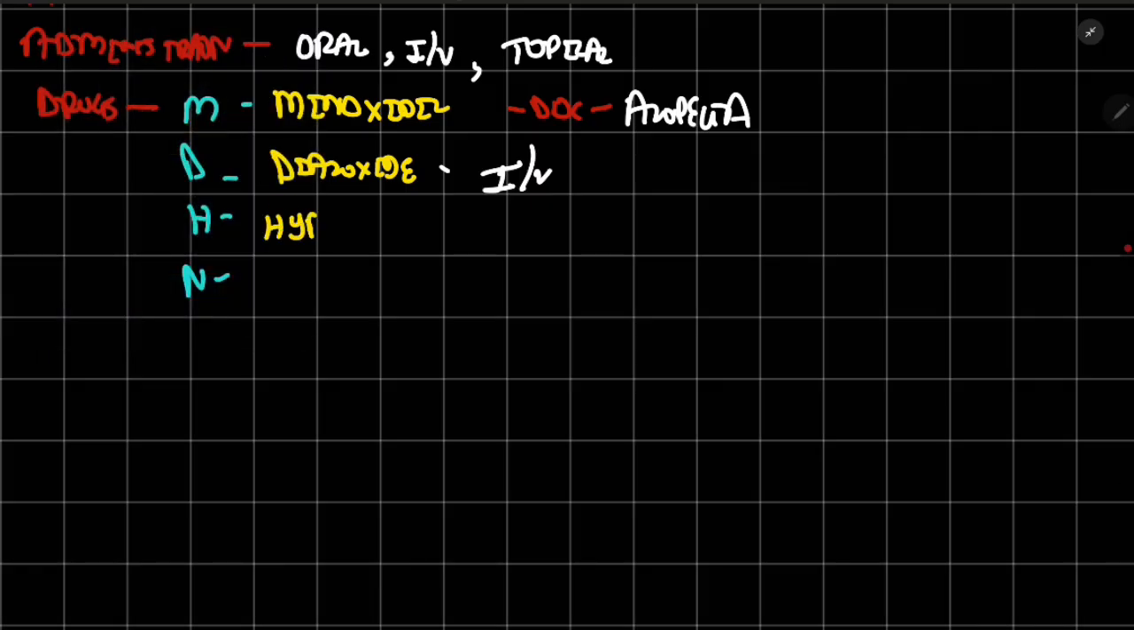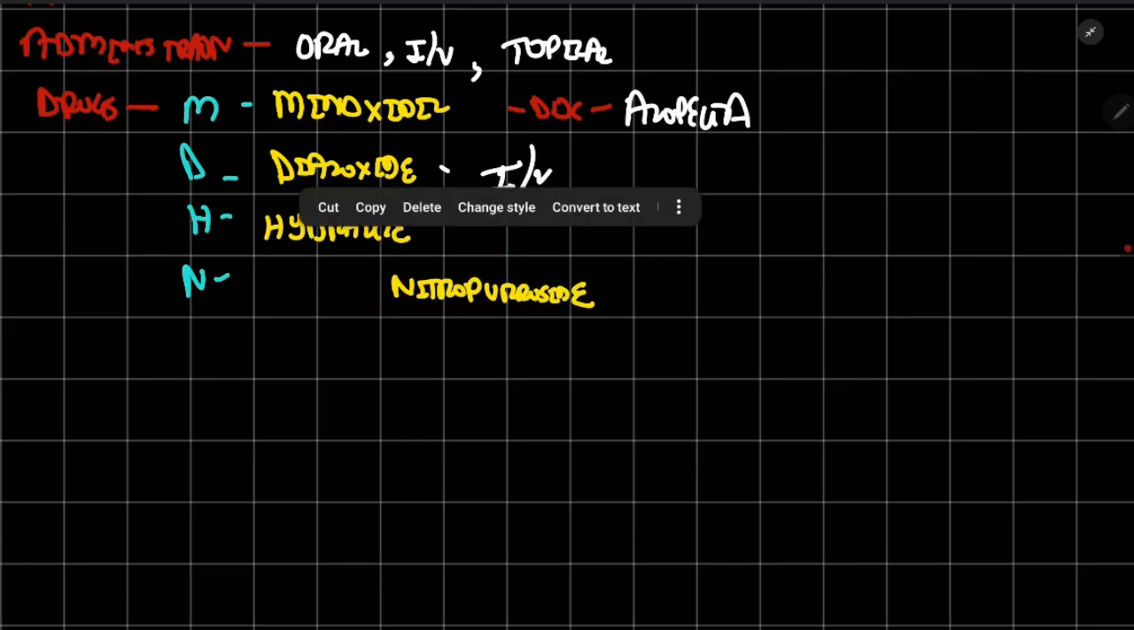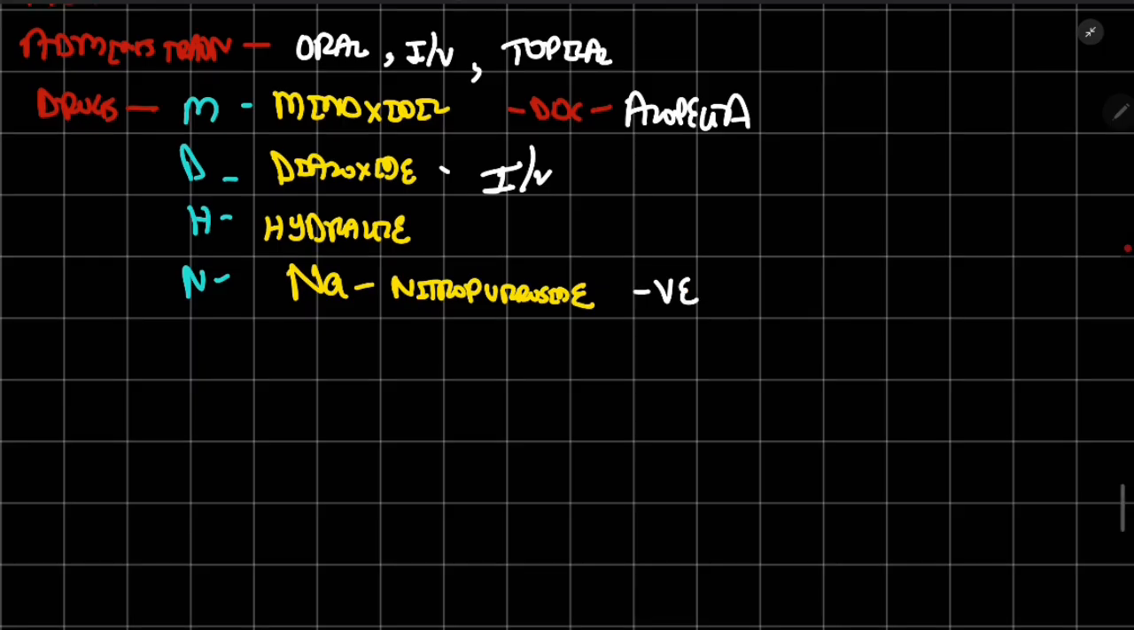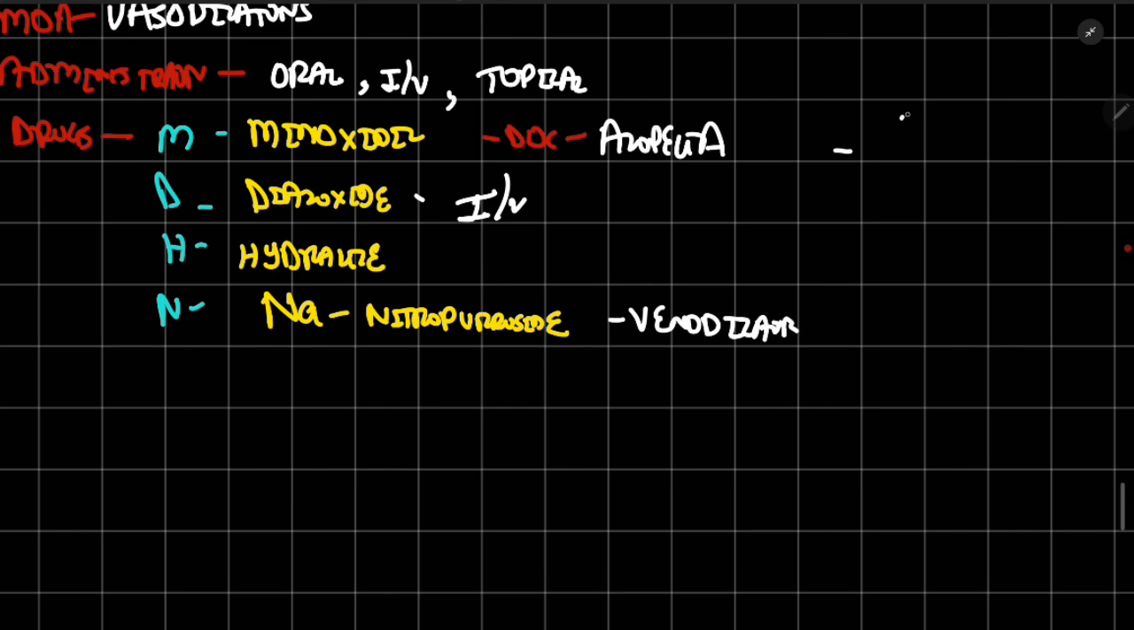Then we have hydralazine. We have nitroprusside, and to add, sodium nitroprusside. This is a venodilator. Minoxidil is an artery dilator. And sodium nitroprusside is a venodilator.